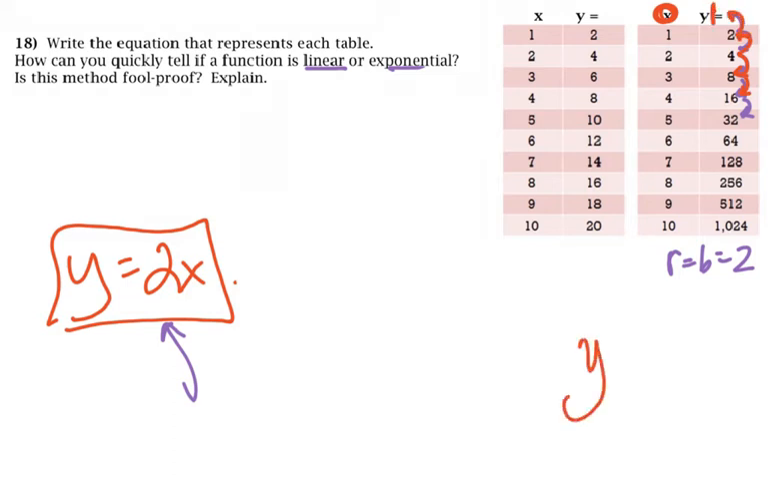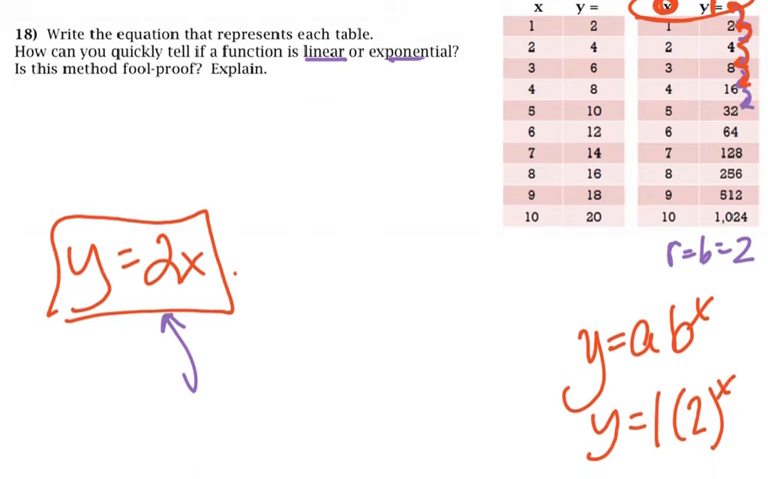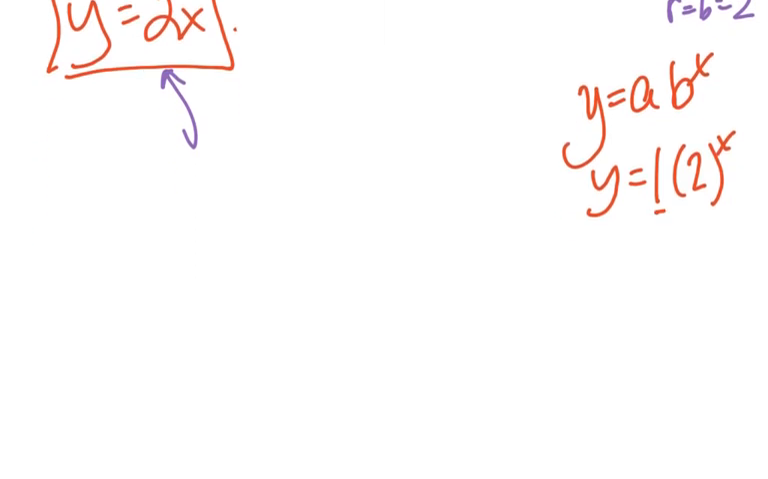So to write my equation, y equals a times b to the x, I'm going to write y is equal to a as my initial point, and that's the y-intercept. That's going to be 1 times 2 to the x power. Now if you have 1 as a number right there, you do not have to write it. You can just write it like that.